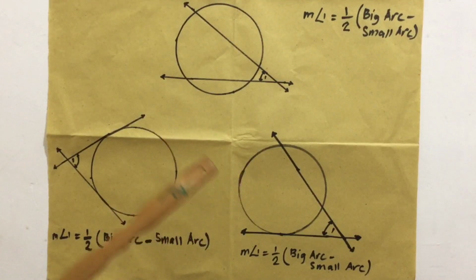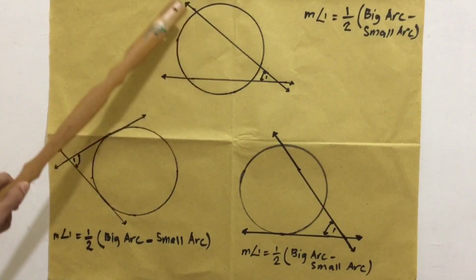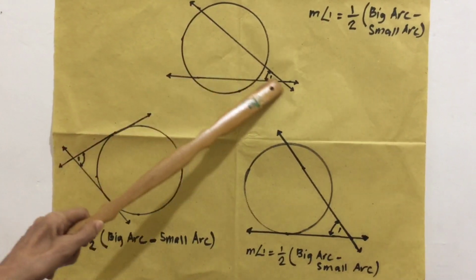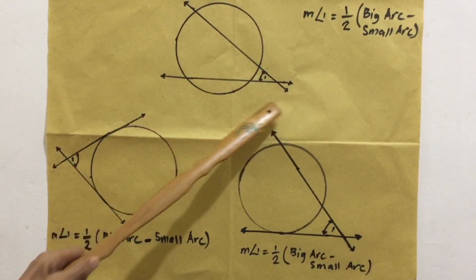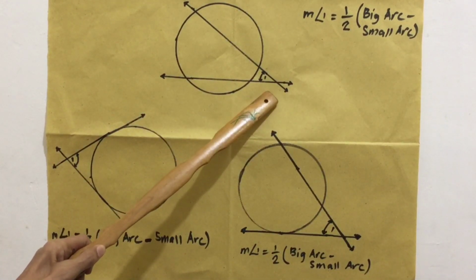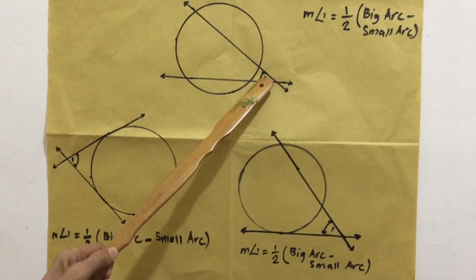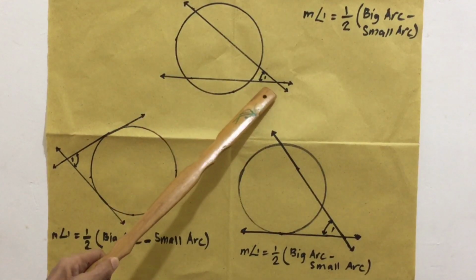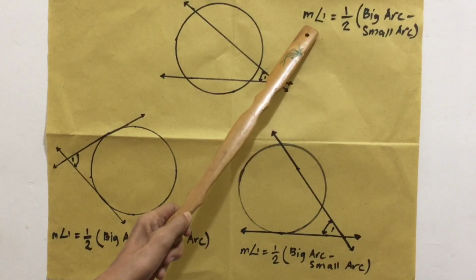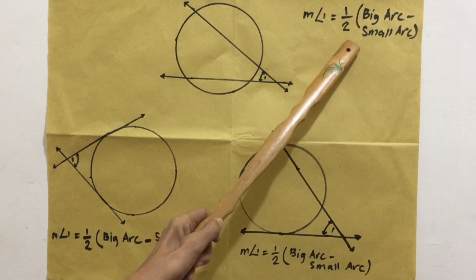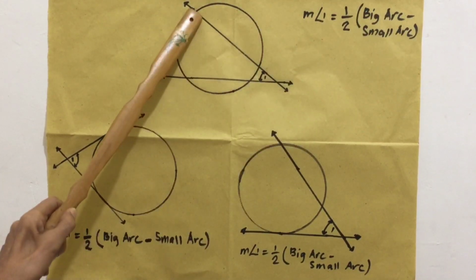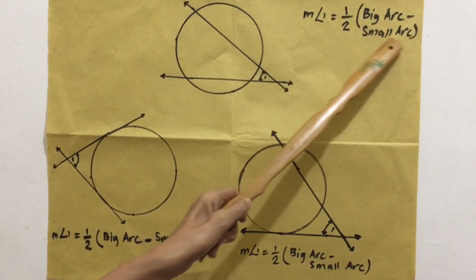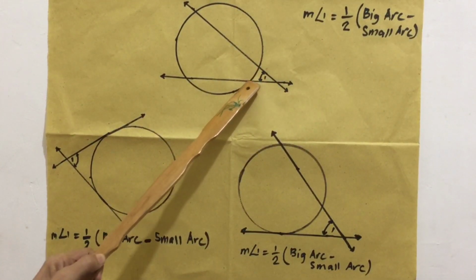And the next figure is the circle and the secant lines intersecting each other and forming an angle outside of the circle, this angle 1 here. To get the measure of angle 1, we have the formula: measure of angle 1 equals 1/2 of the big arc, this one, then minus the small arc, this arc.